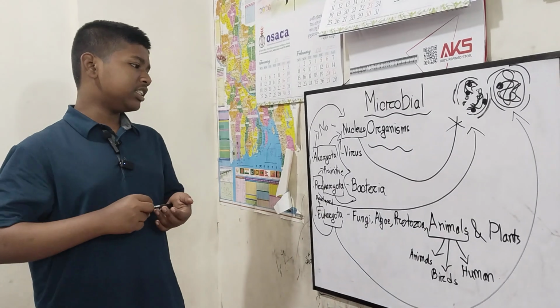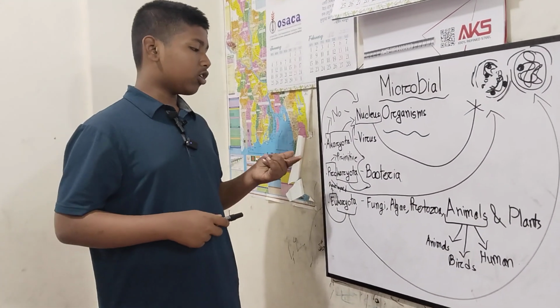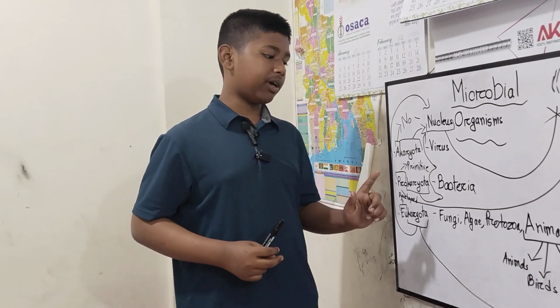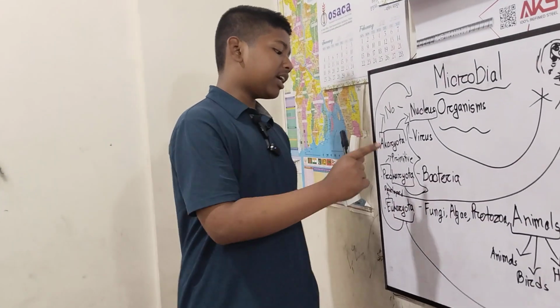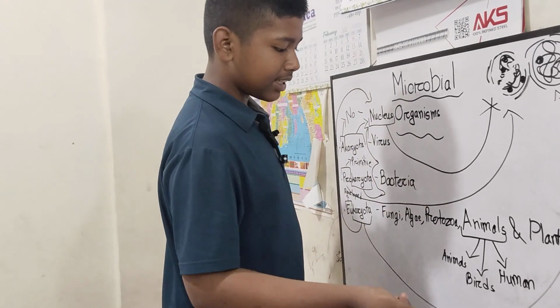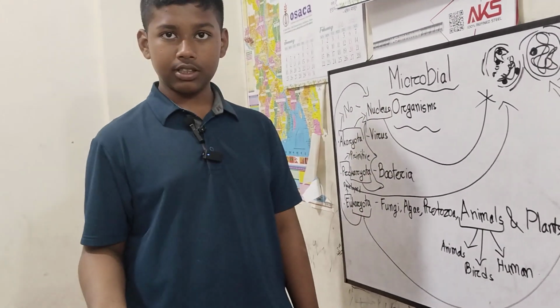So eukaryota is everything except virus and bacteria. Everything other than virus and bacteria is a eukaryota. Fungi, algae, protozoa, animals, and plants. Animals include animals and birds and humans.